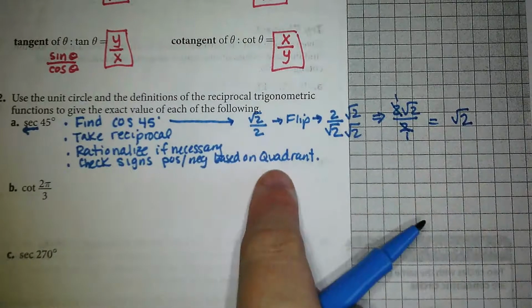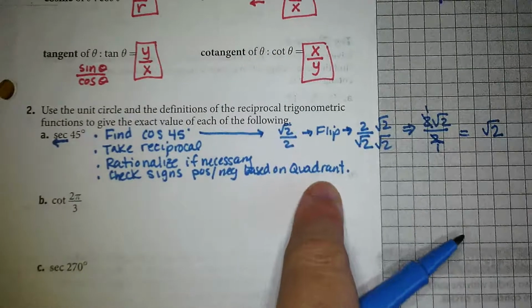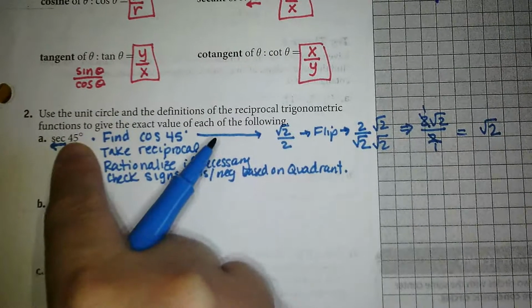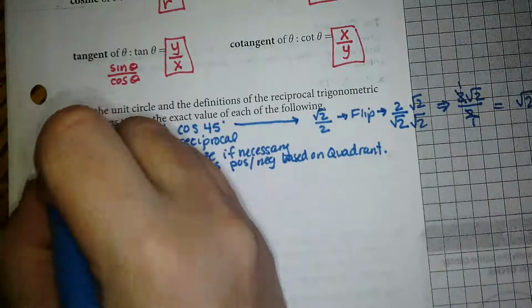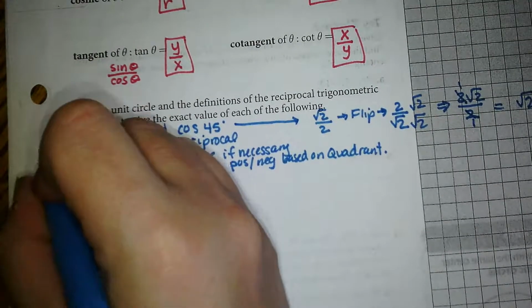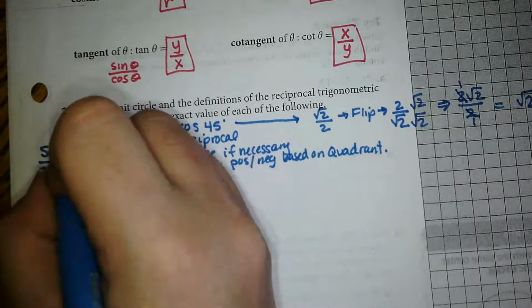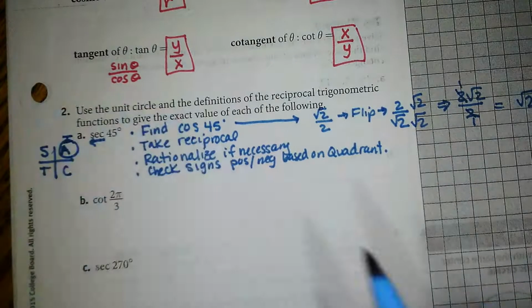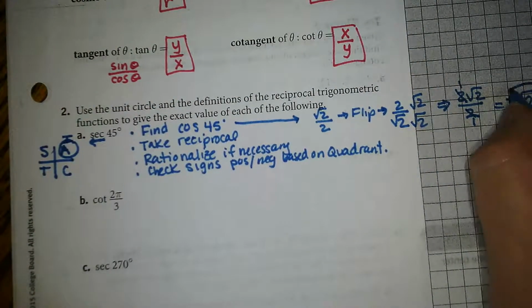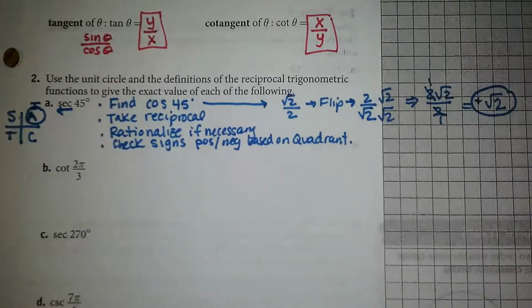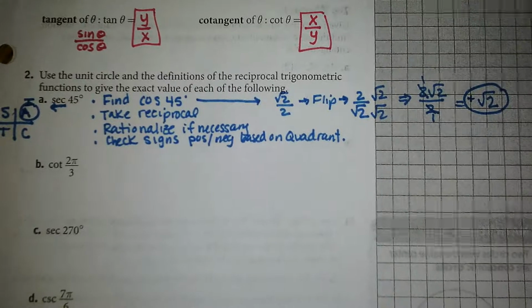Then I need to check my signs to see if it's positive or negative based on the quadrant. Now, this is a quadrant 1 angle, and that means that all students take calculus. So in quadrant 1, they're all positive. So this is going to be a positive radical 2 for an answer. And that's how you do it.